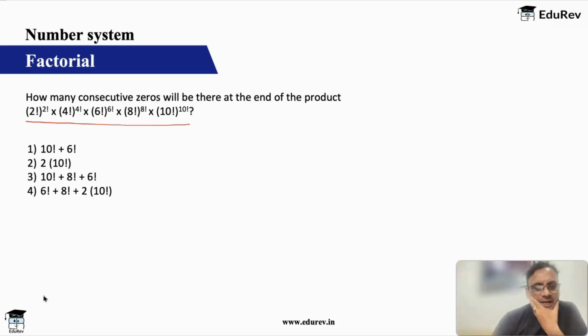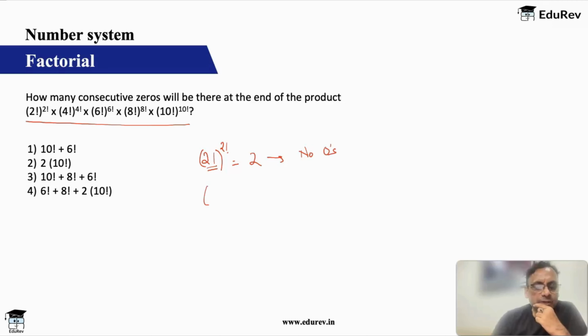Okay, now this might look like a very complicated question, but if you try to understand it, there's not really much complication. Look at the first number, 2 factorial to the power 2 factorial. Now 2 factorial is what? 2 factorial is 2. 2 you raise to whatever power, there will be no zeros. So there are no zeros here.